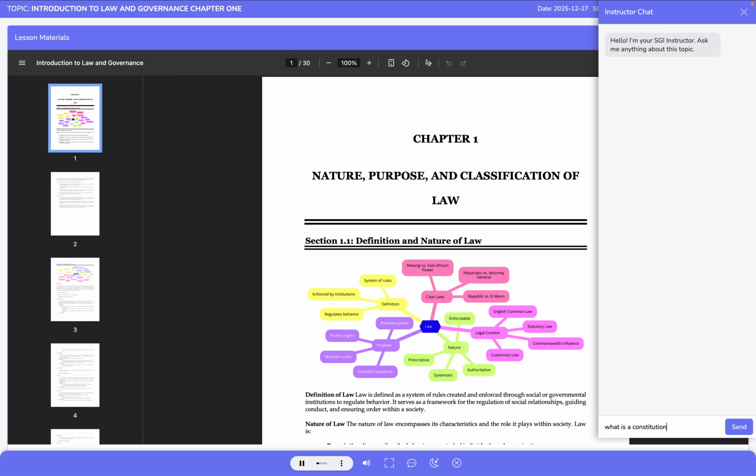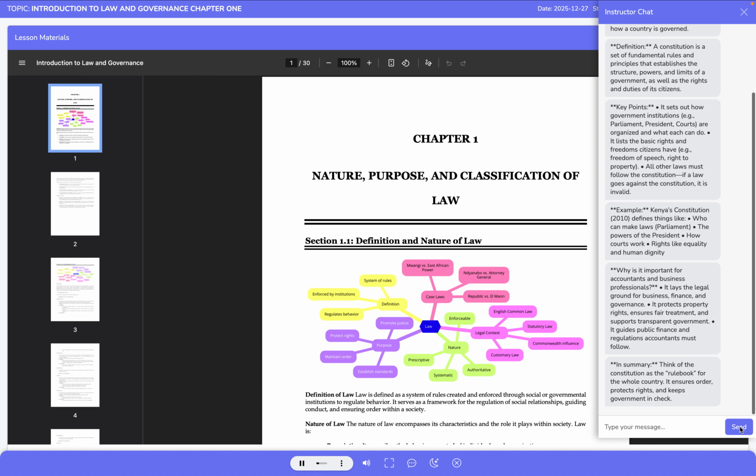This course is therefore designed to equip you not only with theoretical knowledge, but also with the analytical skills needed to apply legal principles in real-world financial and governance contexts. In this first section, we begin with the very foundation, the definition and nature of law, which provides the lens through which all other legal concepts will be understood.